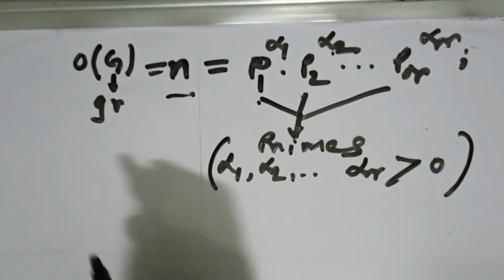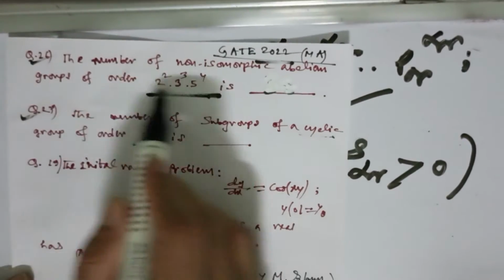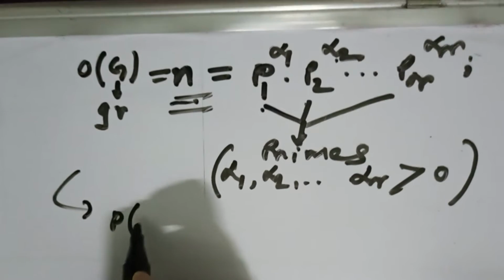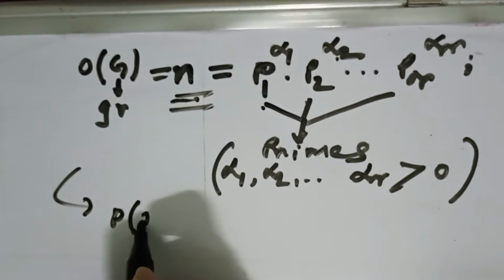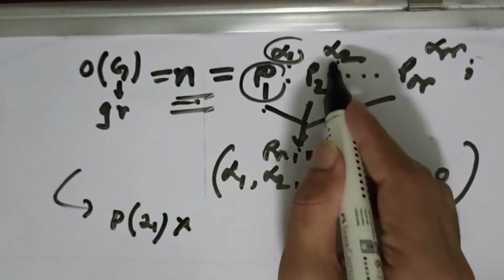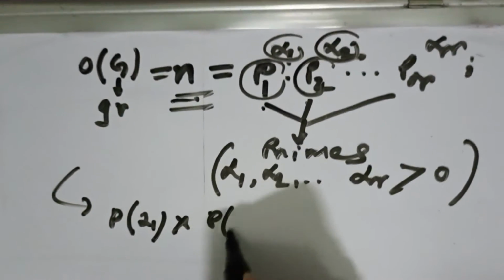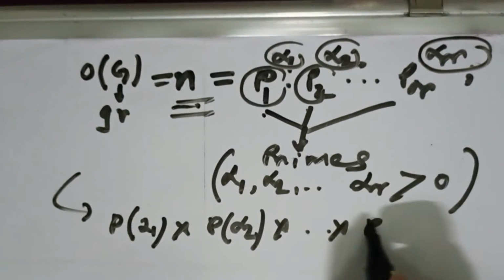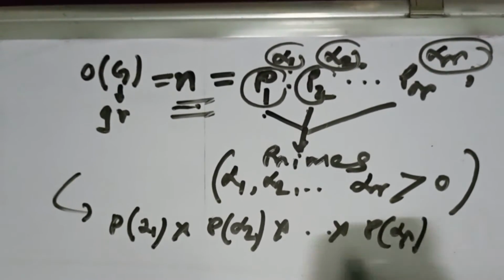Then the number of non-isomorphic abelian groups of order n is equal to the partition of alpha 1, the first prime's power, times the partition of alpha 2, the second prime's power, and so on, times the partition of the last prime's power alpha r. Okay, this is the final result.